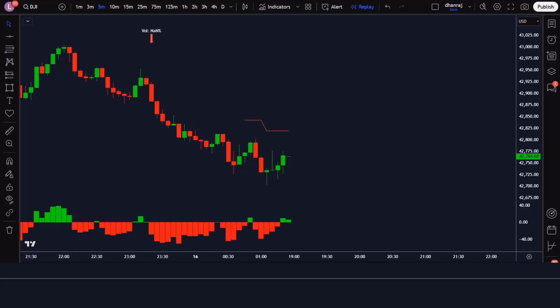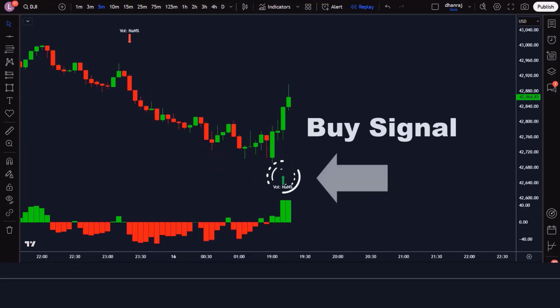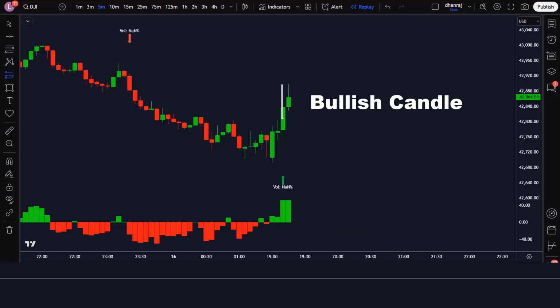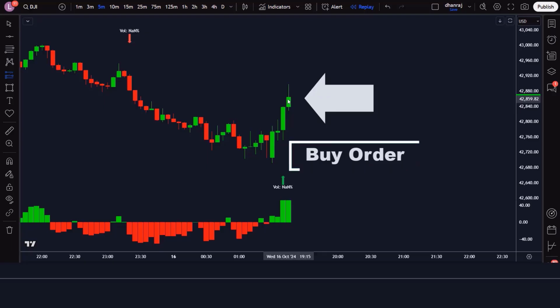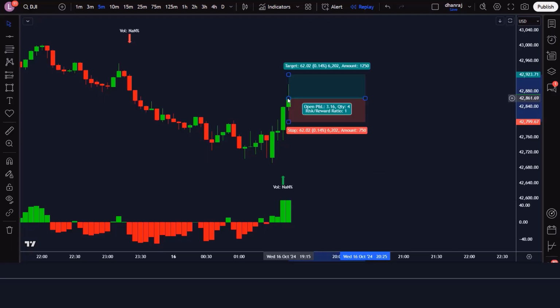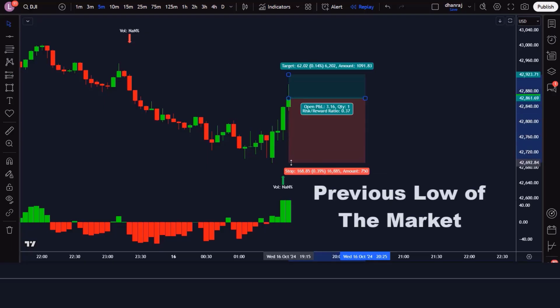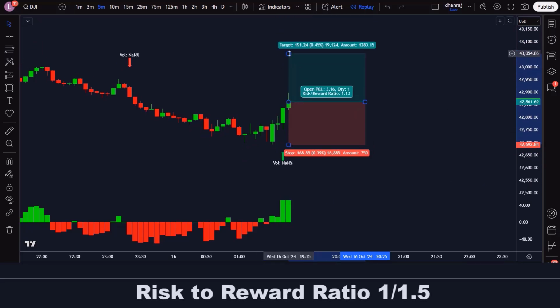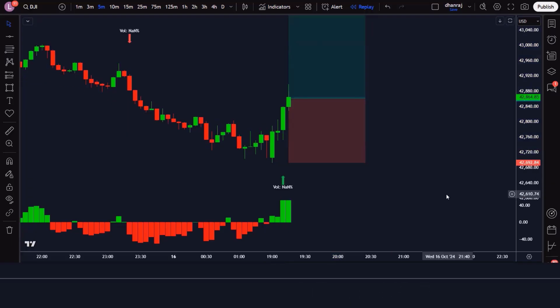Let's see how we use these trading setups. When the Super Trend Plus Relative Volume Indicator gives us a buy signal, when the EMA Oscillator Indicator shows a bullish bar, and when the market forms a bullish candle, if this condition is fulfilled, then we will place a buy order. Our stop loss is to be placed at the previous low of the market. And the risk to reward ratio will be 1:1.5.